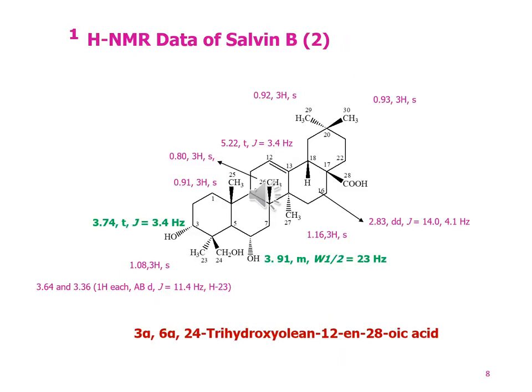Let's see the proton NMR spectral data of Salvin B. The proton NMR shows two oxymethine protons at delta 3.91, one proton multiplet, and at 3.74, one proton triplet. In addition, it shows signals of 6 tertiary methyls at 1.16, 1.08, 0.93, 0.92, 0.91, and 0.08, which is consistent with an oleanane type skeleton. The protons at 23 show 3.64 and 3.36, one proton each, AB doublet, with J value 11.4 Hz. The proton at 18 shows 2.83 doublet of doublet with J values 14.01 and 4.1.